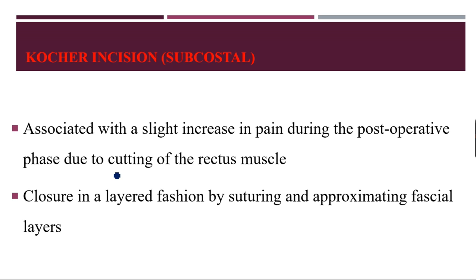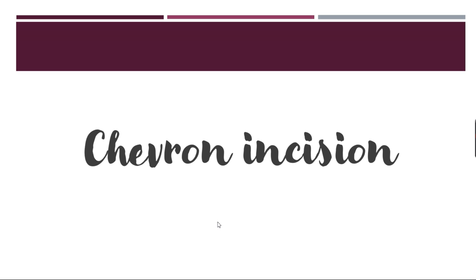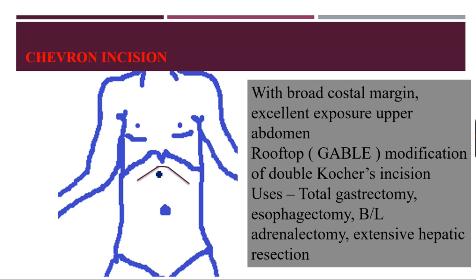So the important thing is in Kocher's incision again cutting of the rectus muscle is done. And there are other types of incision given over the abdominal area where we are going to cut the rectus muscle, and one of them we have just discussed, the Kocher's incision. And after Kocher's incision then comes a chevron incision. What is this chevron incision? You can see we have placed a right subcostal incision here, a left subcostal incision here, and then we have joined these two incisions, and this is xiphisternum and this is the umbilicus, right? Somewhat it looks like a rooftop. So it is also known as a rooftop incision or double Kocher's incision, right side, left side, joining it. So it is also known as rooftop modification or gable modification, right?